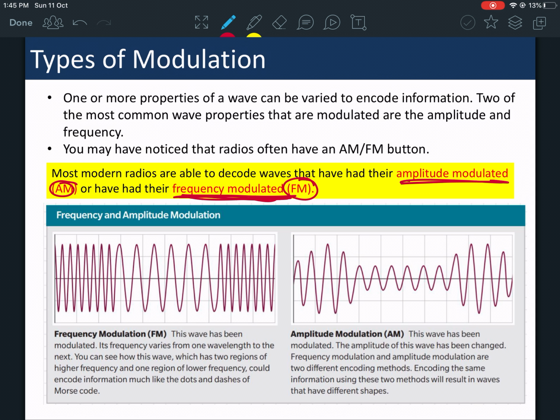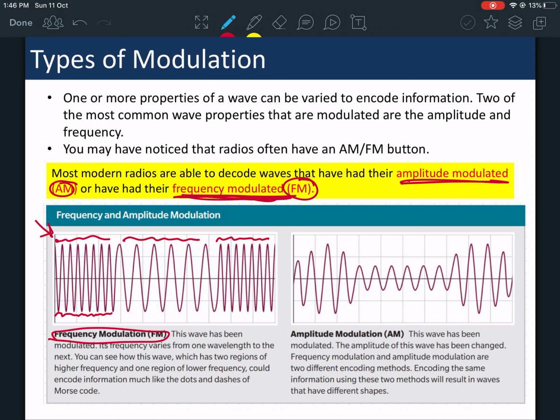Okay, and if you look at this chart over here, this is FM. Why? Because if you see here, the frequency is changing. There's a high frequency here, low frequency here, high frequency here. See, they're changing the frequency. The frequency is how many waves pass through a second, or through a period of time, which mainly is a second.